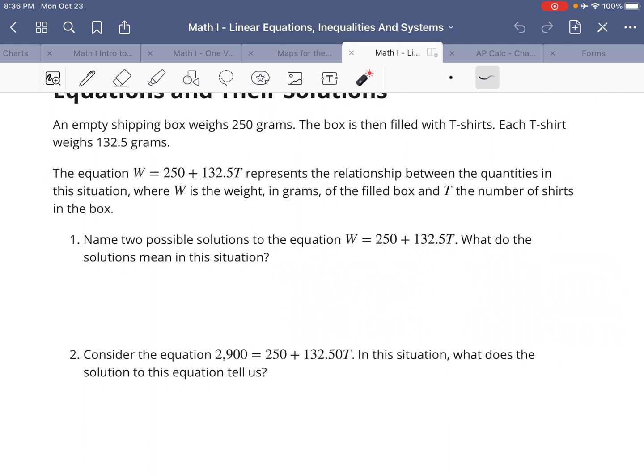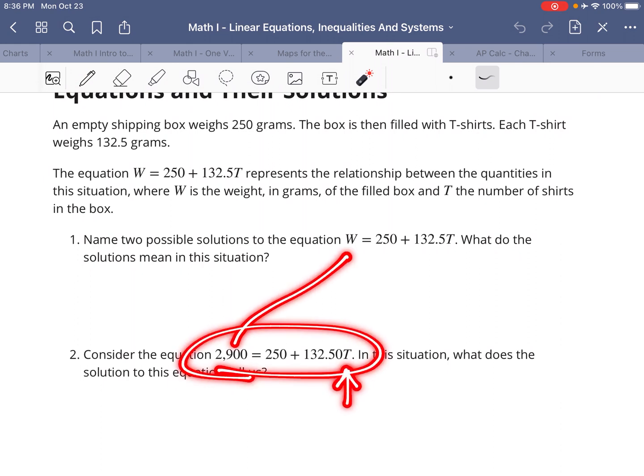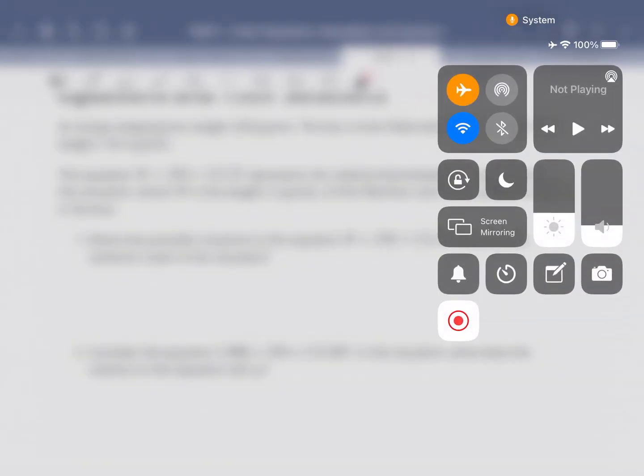That's it. For number 2, consider this equation. In this situation, what does the solution to this equation tell us? Well, the solution would be a number that replaces T that makes this equation true. Keep in mind that this equation is a little different from the one from number 1. What's different about it? What is this 2900? And how does that relate to whatever value would make this equation true? If you have any questions, let me know.